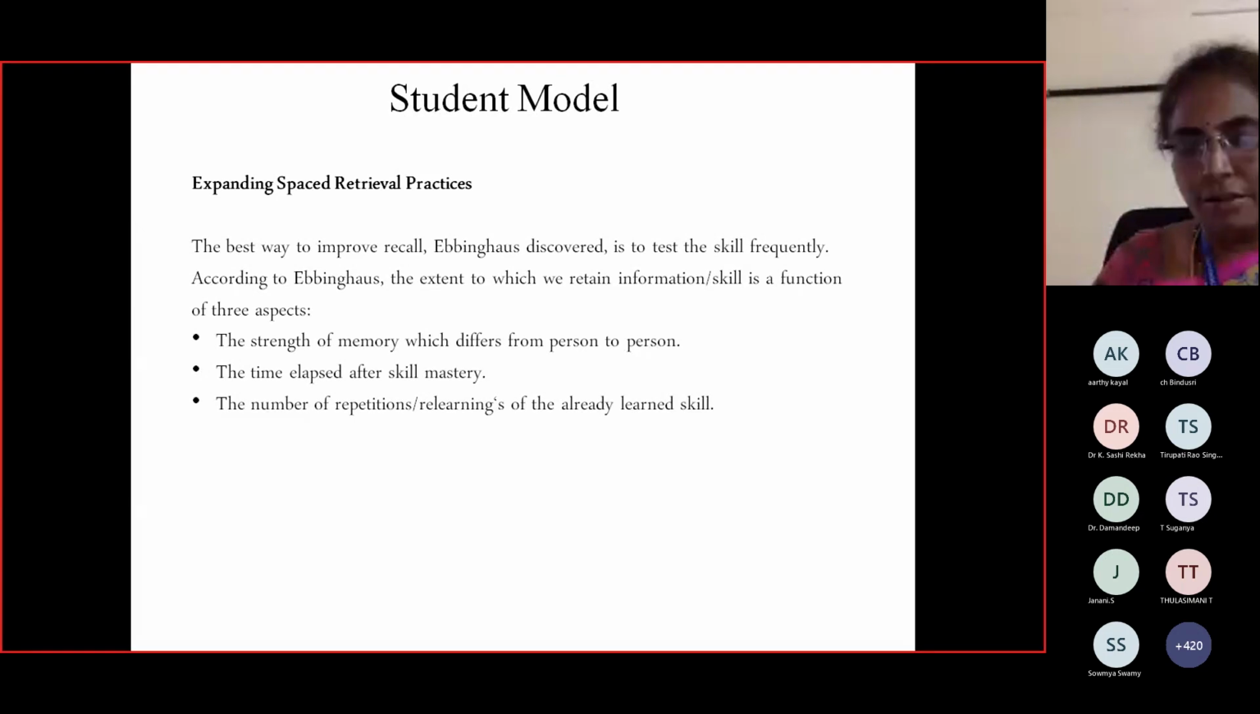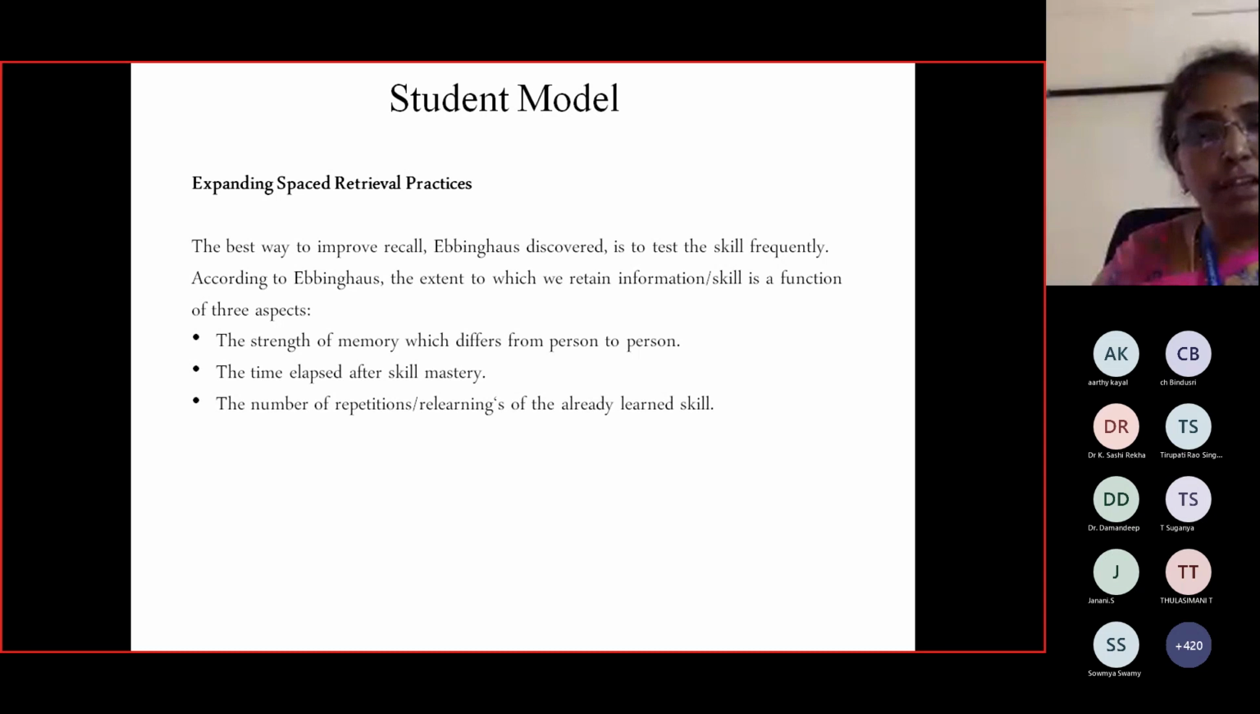From this experimentation, it is understood that however good the learner is, the learner is for sure going to forget whatever he has learned. So in order to avoid or minimize that, we have to frequently practice the already learned skills over a period of time.